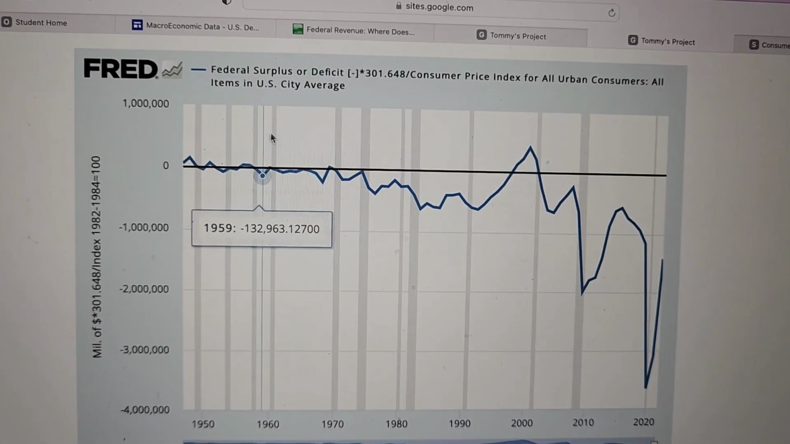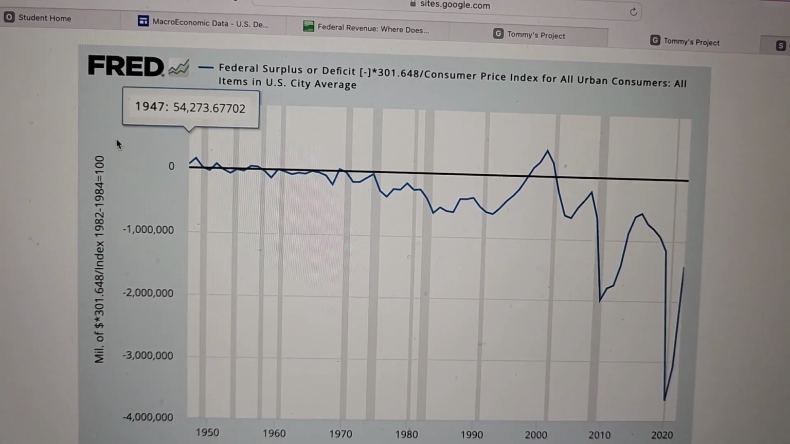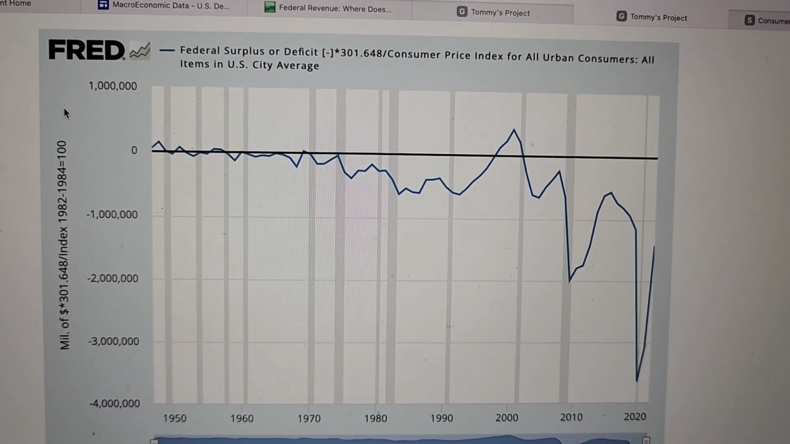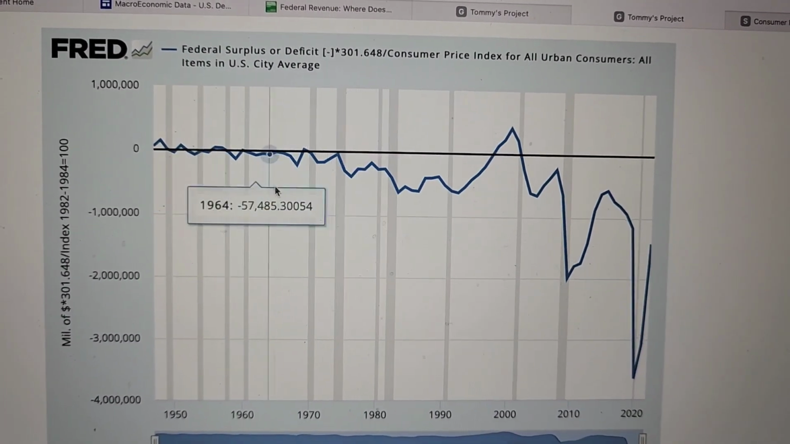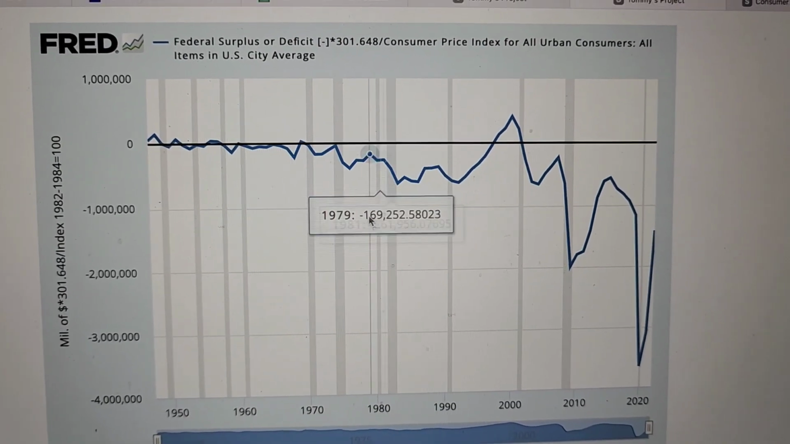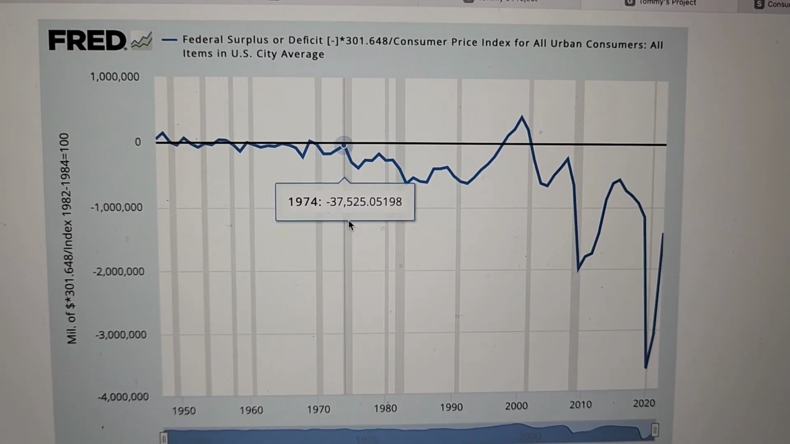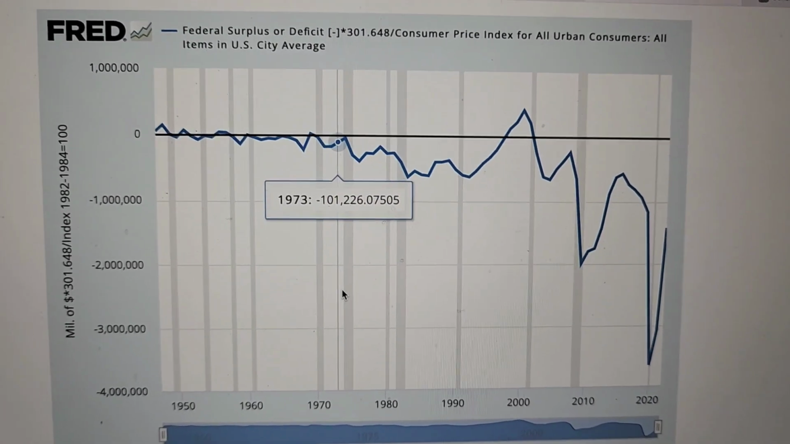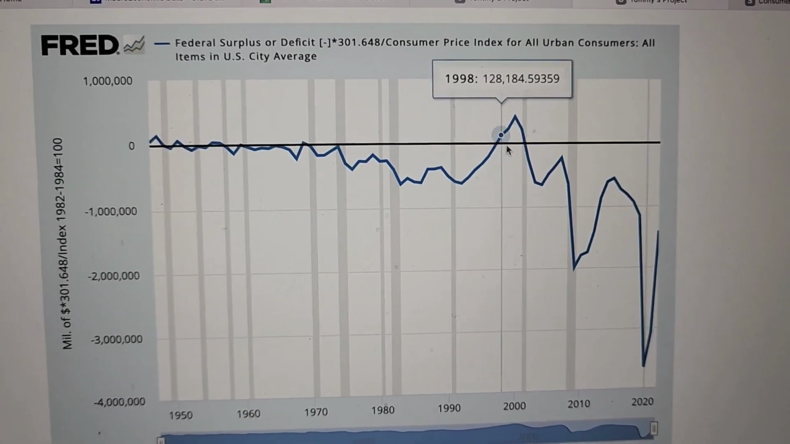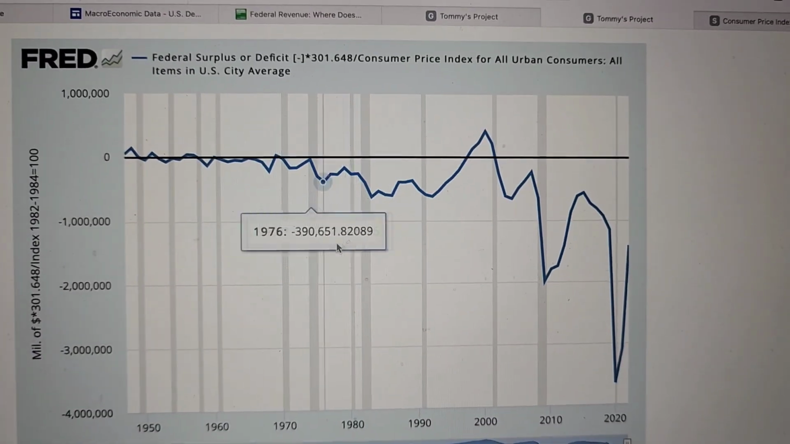It's the same concept. Anything above zero, this black line here, represents federal revenue exceeding expenditures, which is a surplus. Anything below represents a deficit. Revenue is less than expenditures, or expenditures exceed revenue. So each point is the same. This graph starts at 1950.